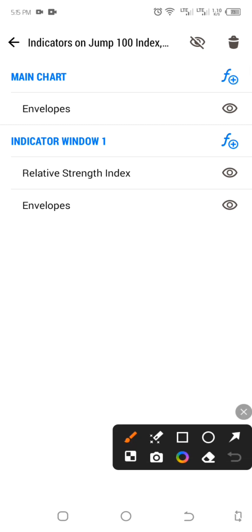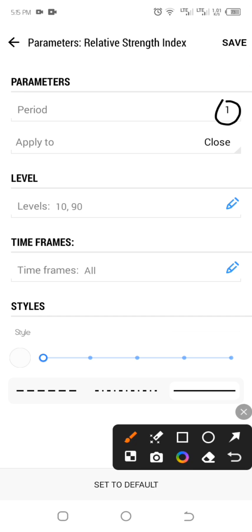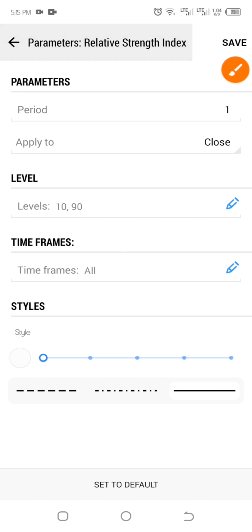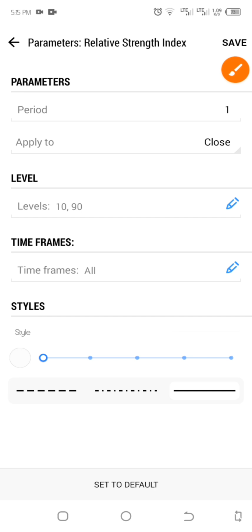Now for the second setting, which is the RSI, as we add this, you click on this F icon you are seeing at the top, and you're going to see your RSI. For the RSI, the period is 1, apply to close. We don't really need these parameters. What we need is the levels, which are the 10 and the 90 level. That is the level we are dealing with. Once you do that, click on save, then you have your RSI in the chart.